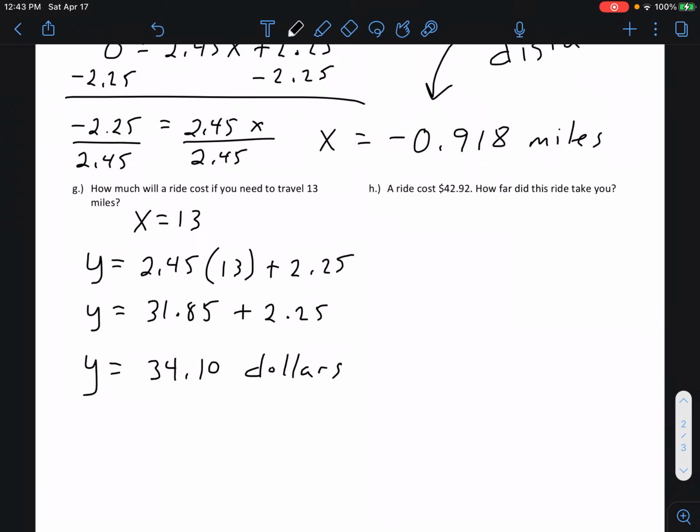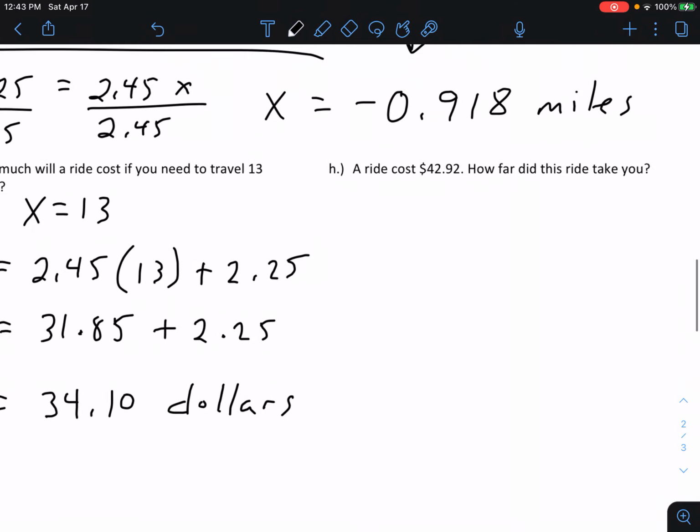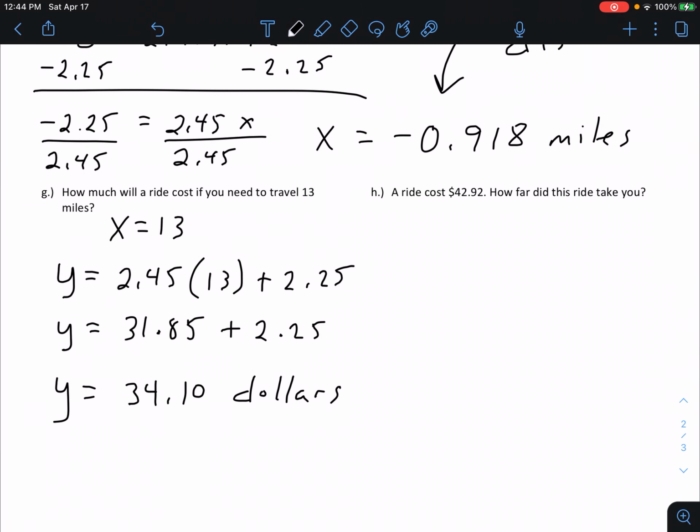All right. So now, next one, H, we want to say, hey, if a ride cost $42.92, how far did this ride take you? So remember, cost is y, so y is 42.92. So again, I'm just going to use the equation over here on the left where I have the 13, and I'm not going to write the 13. I'm going to write that as an x. But since y is 42.92, I'm going to start with 42.92 equals 2.45x plus 2.25.